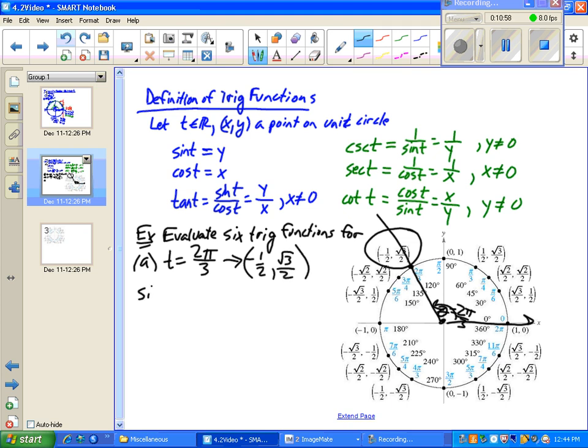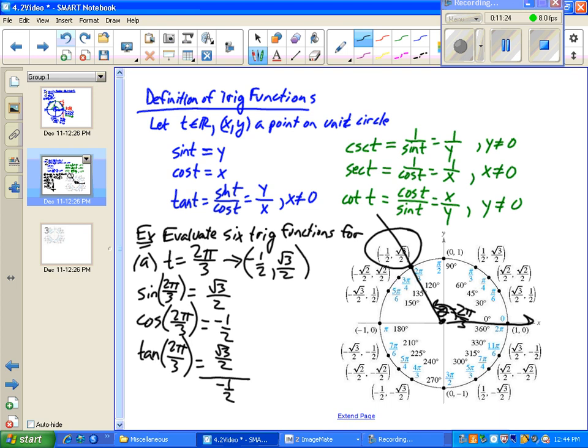Okay, so I say the sine of t, in other words, the sine of 2 pi thirds, by definition, is just my y value, root 3 over 2. The cosine of 2 pi thirds is my x value, negative 1/2. The tangent of 2 pi thirds is sine over cosine, in other words, y over x. And of course, we got to finish that off, so go ahead and reduce that. So I got root 3 over negative 1, negative root 3, right?